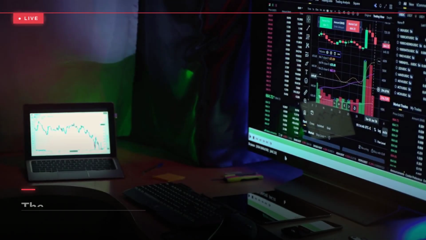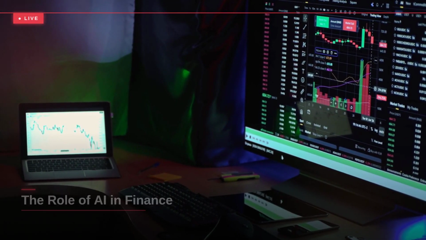Technology is rapidly transforming how money moves.